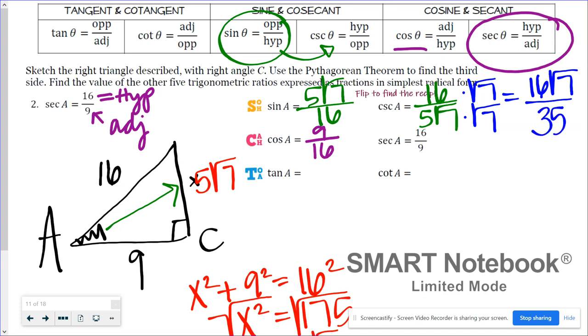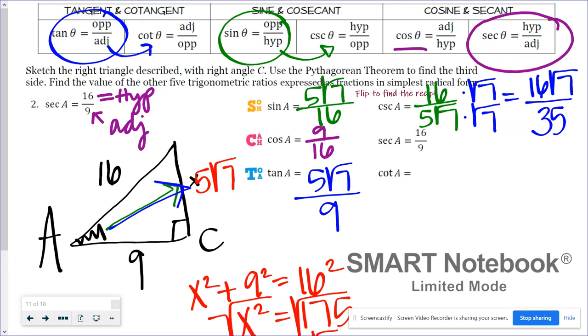So what about tangent? We know tangent to be the opposite over the adjacent. Opposite angle A is that side measuring 5√7. The adjacent is 9. And that's a mighty fine answer for tangent. Cotangent is the reciprocal. You know what that means? We need to flip to find the recip.